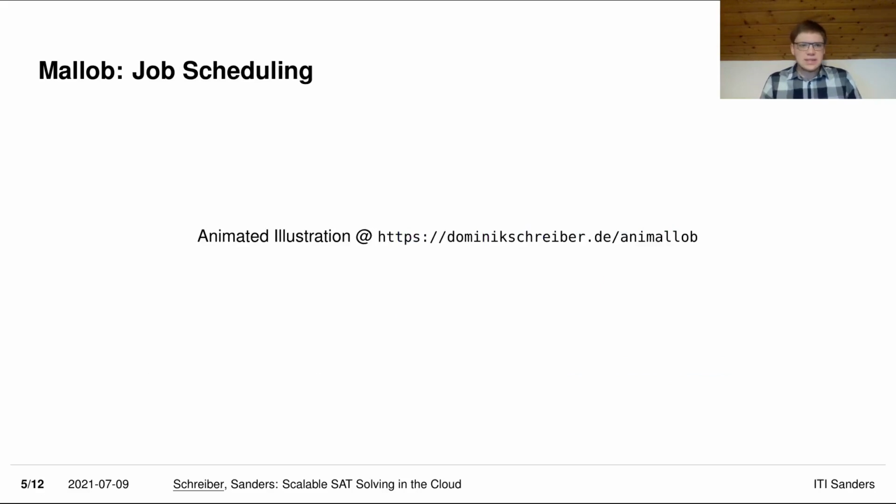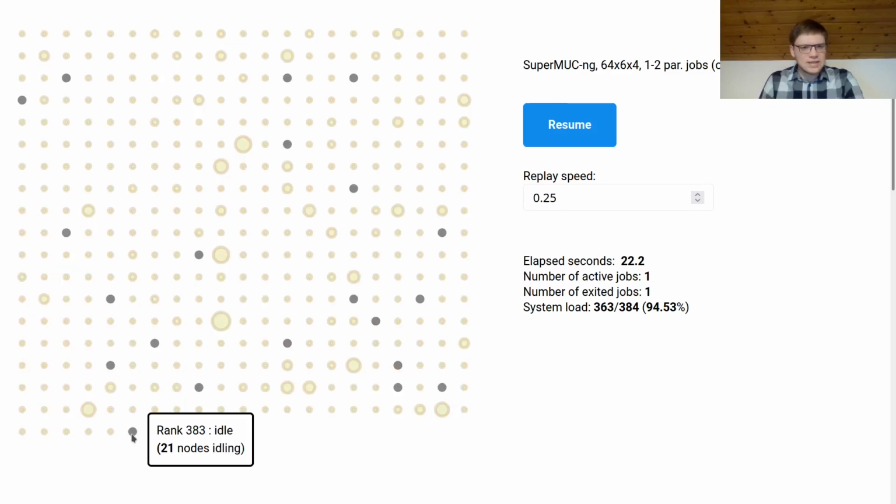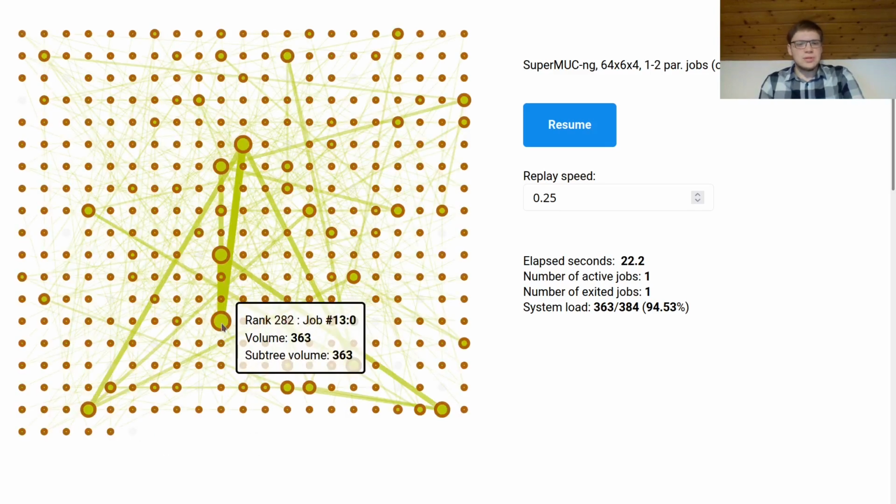Let's now take a look at how our Mallob system handles job scheduling and load balancing in the context of SAT solving. For this, I have a little visualization of a grid running Mallob during one of our supercomputer runs. Each node here is one PE. Right now there are 21 idle nodes, and we will see in a moment why it's important for Mallob to have these idle nodes. And then there is one job in the system.